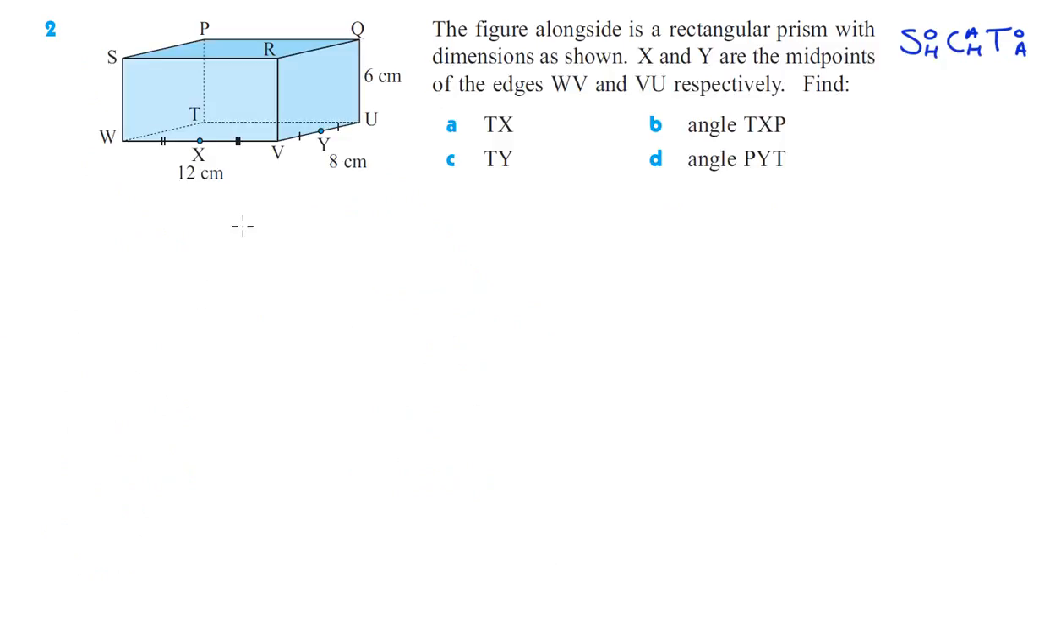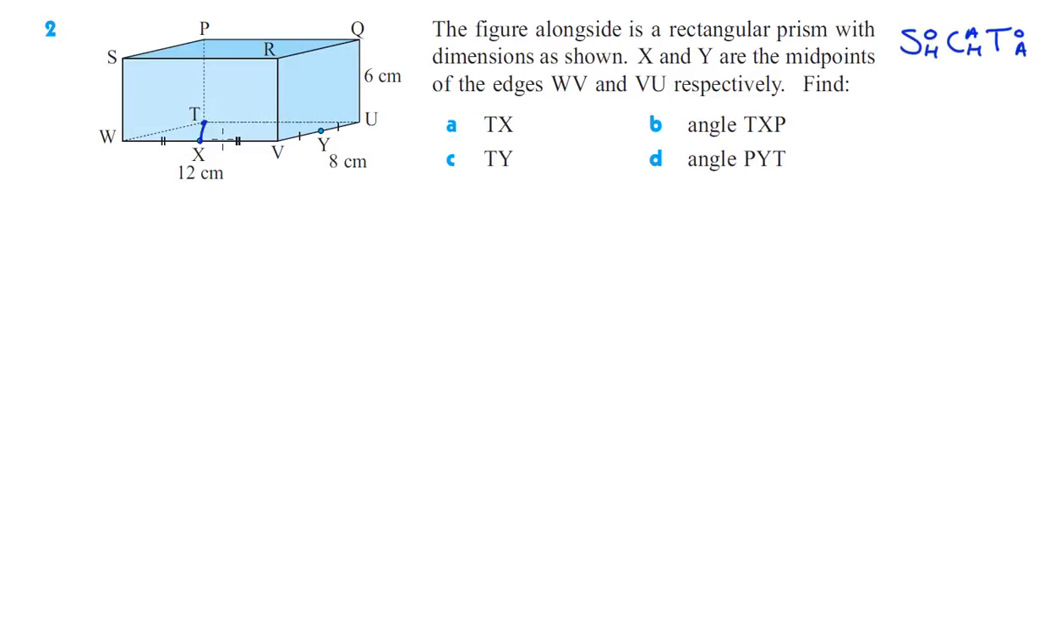All right, let's move on to the next one. Number 2, figure alongside is a rectangular prism with dimensions as shown. So rectangular prism means all these square angles here are all right angles, and we know that all these straight sides here are going to be parallel to each other. Okay, X and Y are the midpoints of the edges WV and VU respectively. Find the length of T to X. So we're trying to find from here to here.